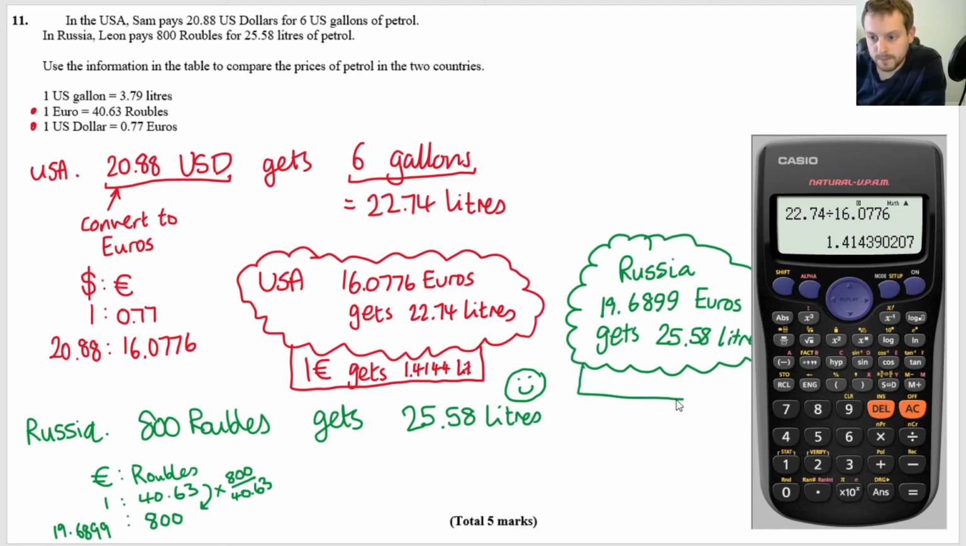In Russia, 1 euro, so I'm going to do 25.58 this time, but I'm going to divide it by 19.6899. So 1 euro gets you 1.299 litres. And the idea is, well, it's better in the USA, right? Because 1 euro gets you more petrol in the USA.